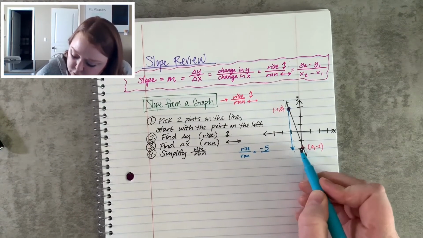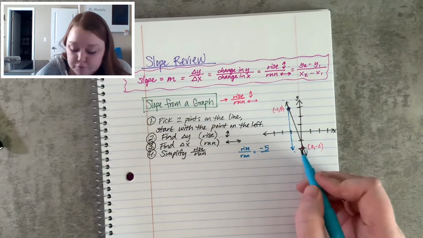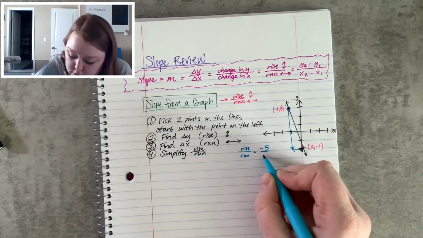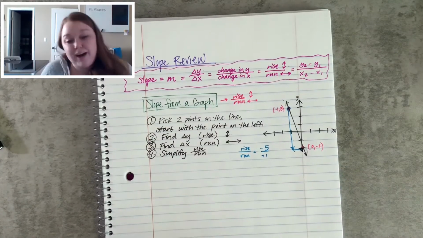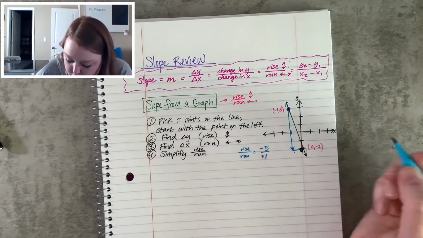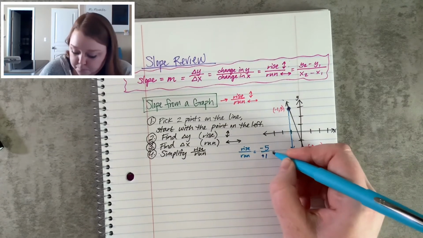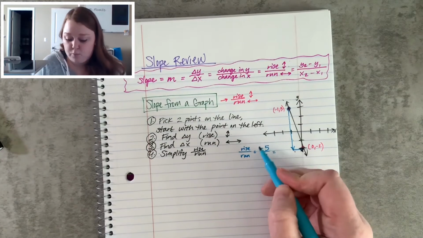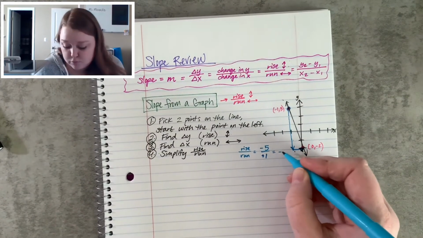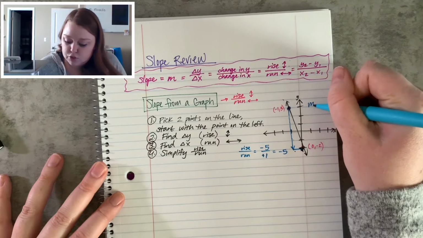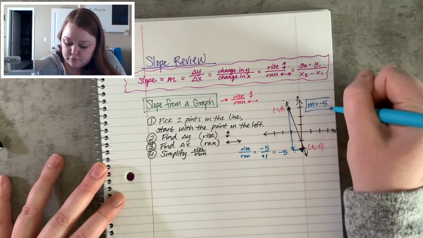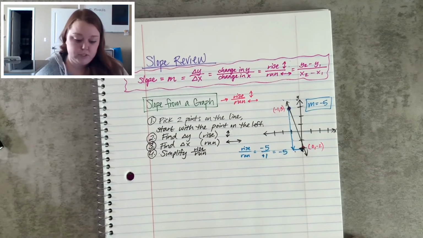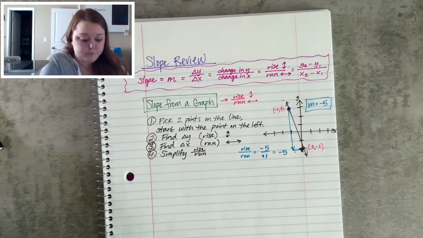And now we're gonna find the run. So from here to here, how much did it have to go left or right? Well, it went to the right 1 unit. Since it went to the right 1 unit, that's a positive 1. So we have -5 divided by +1. And then we go ahead and we simplify. Use a calculator if you need to, but I hope that you know -5 divided by +1 is just -5. So your final answer here is -5. Okay. So it is possible for slope to be a whole number like that, like -5.